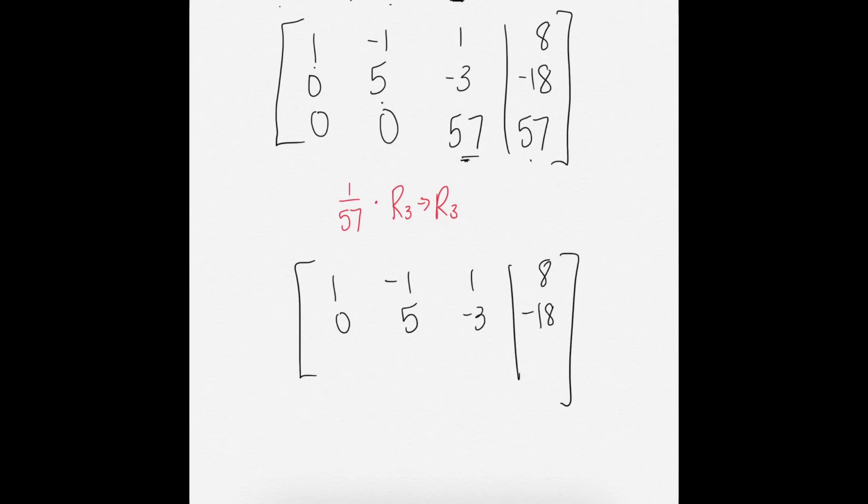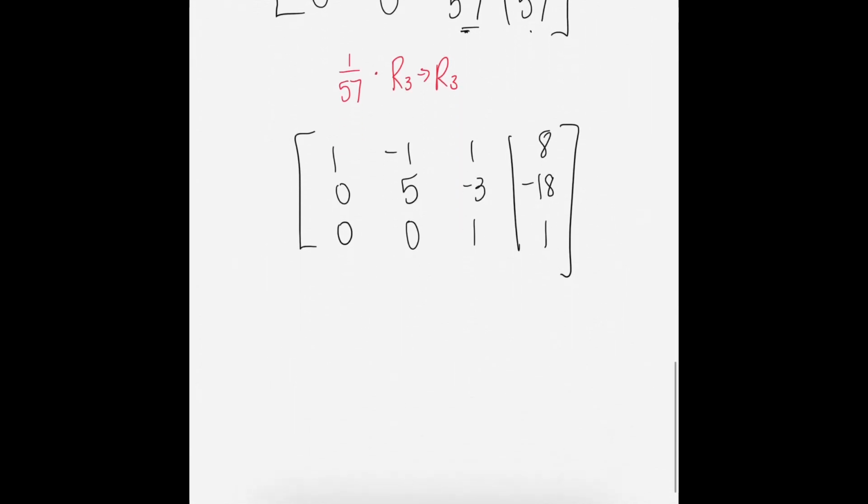Okay, so I'm just going to rewrite my row 1 and row 2. And row 3 I'm going to multiply by 1/57 or divide by 57. So that gives me 0, 0, 1, and 1. That's nice.